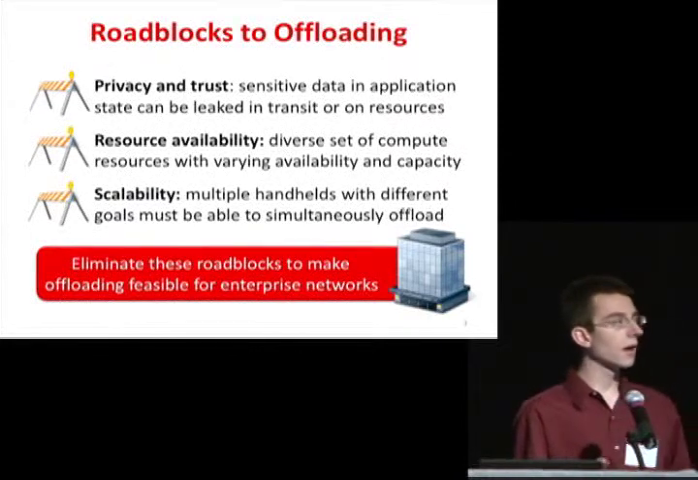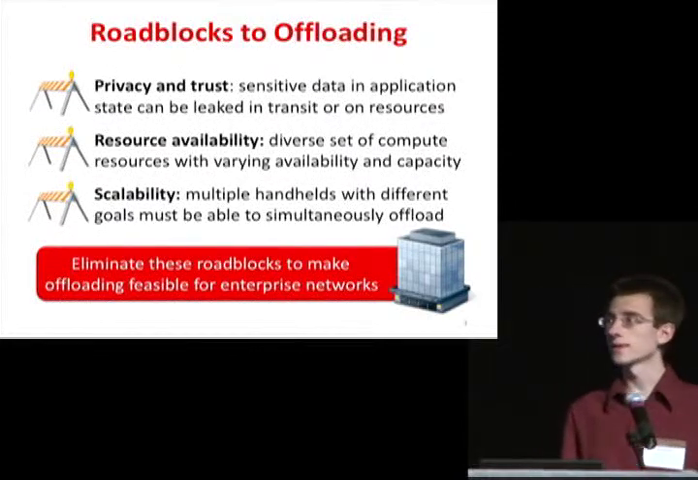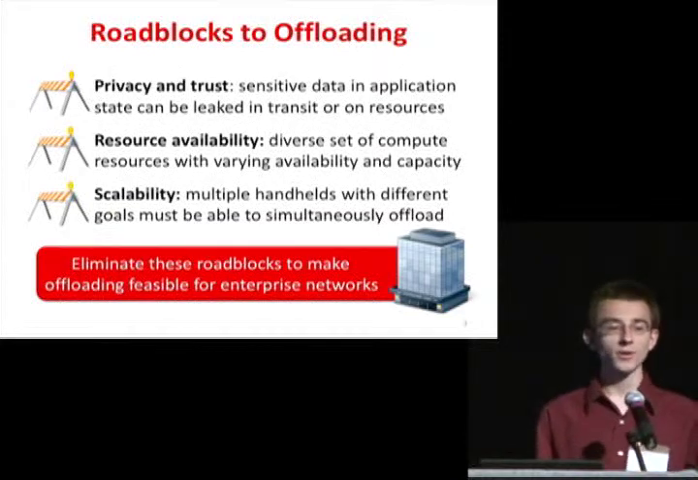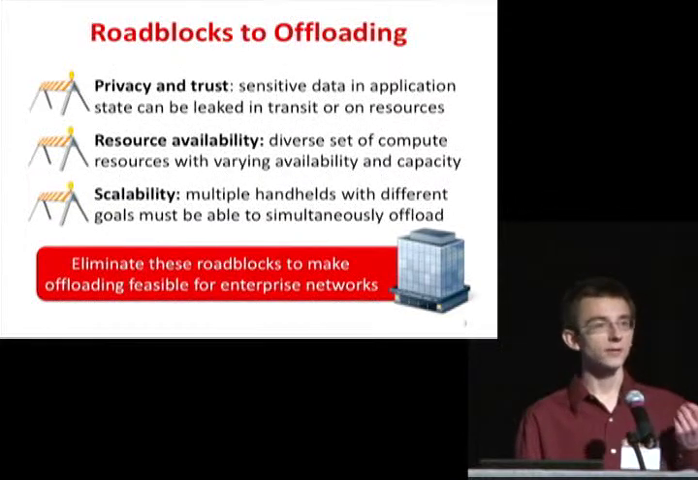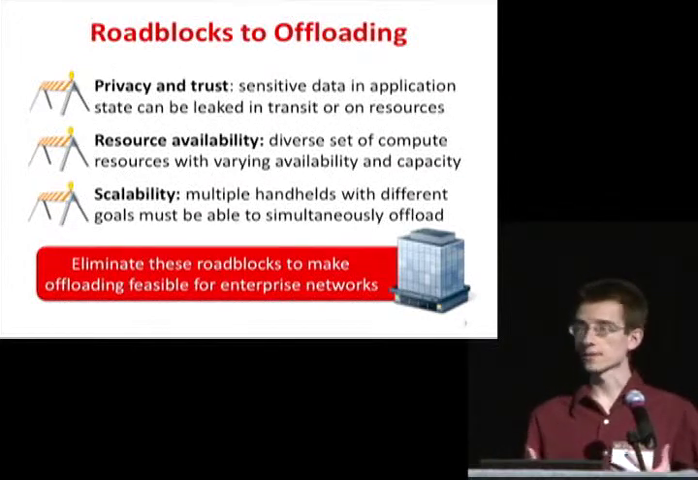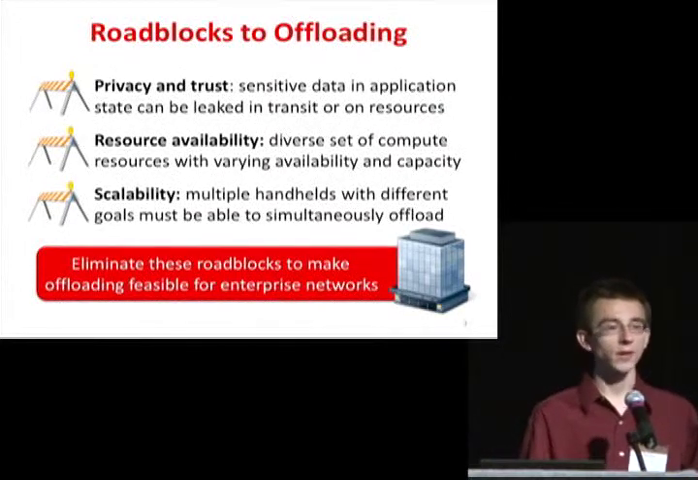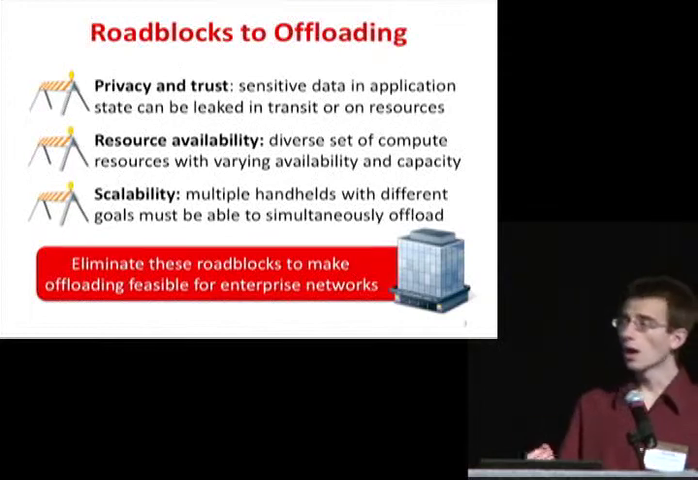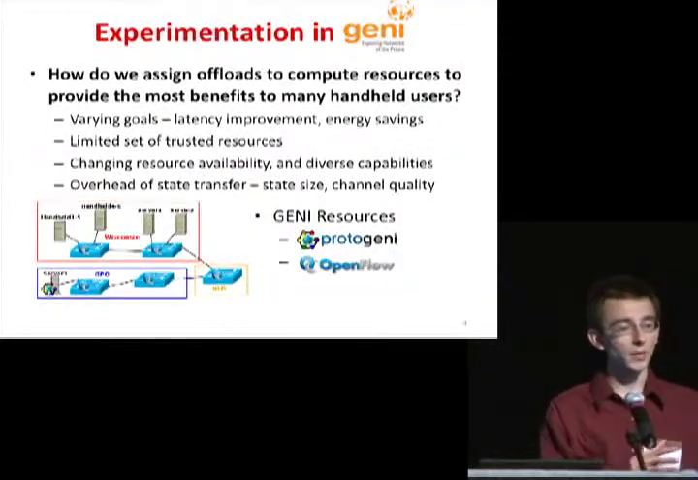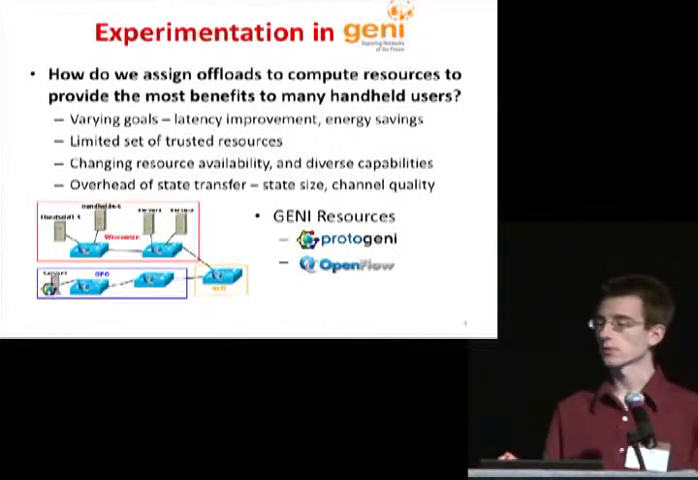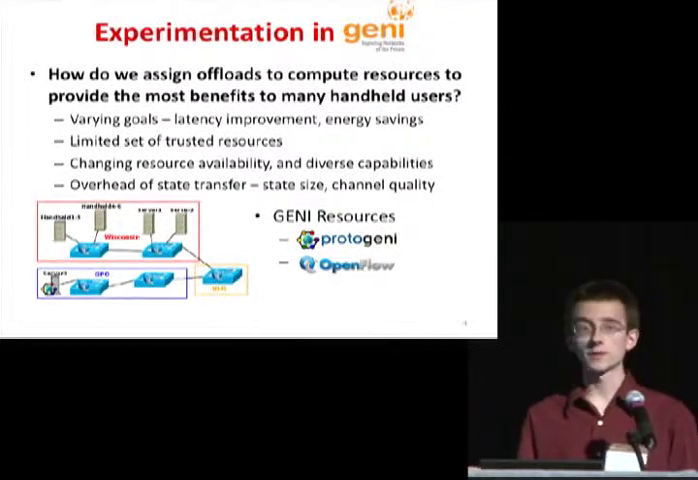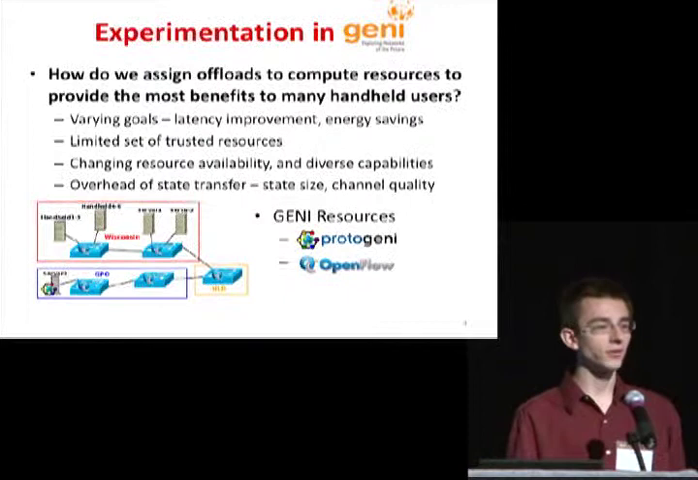So in order to make offloading feasible for enterprise networks, we're looking at how to eliminate these roadblocks and develop a system that makes offloading possible at scale and in a secure environment. I'm using GENI to look at part of this problem: how do we assign offloads to compute resources such that we provide as many benefits as possible to as many handheld users?